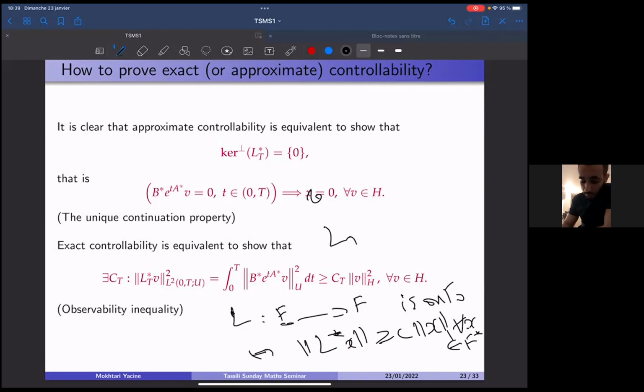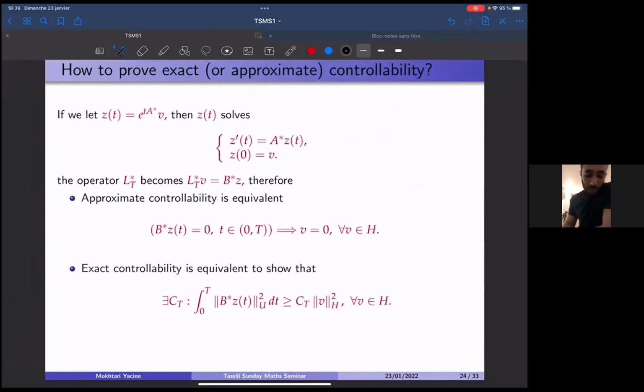So L_T is onto if and only if there exists such C_T such that the norm of the L_T adjoint in E star is greater than C_T times the norm of V. This is just the definition, or writing, of controllability, or the fact that L is onto. That's all.